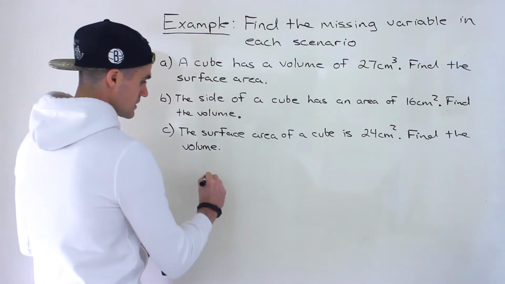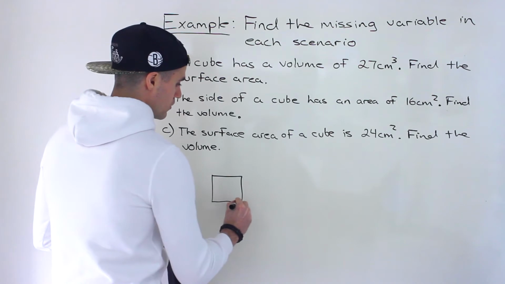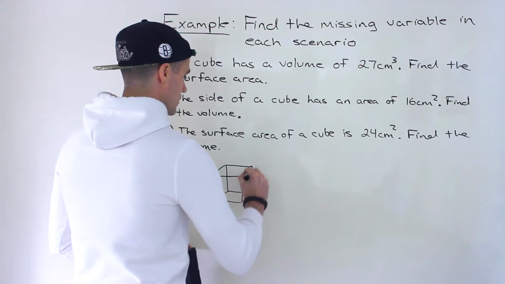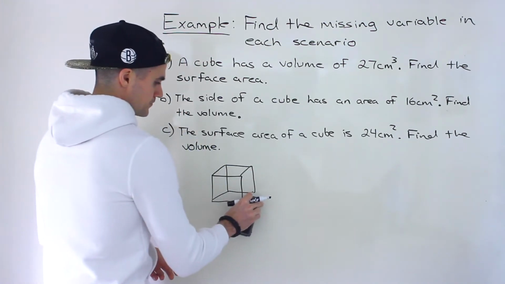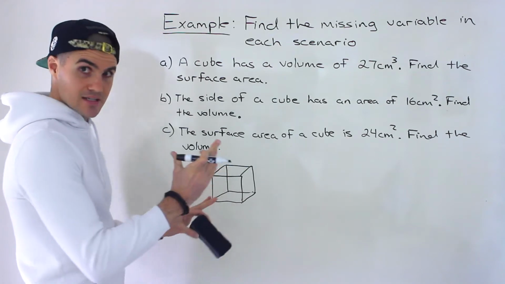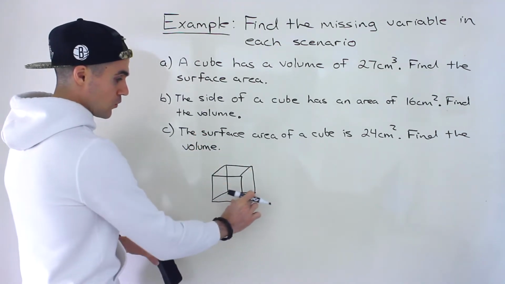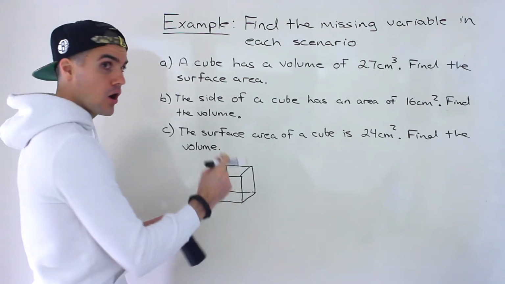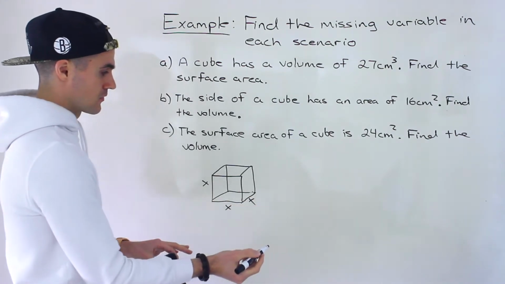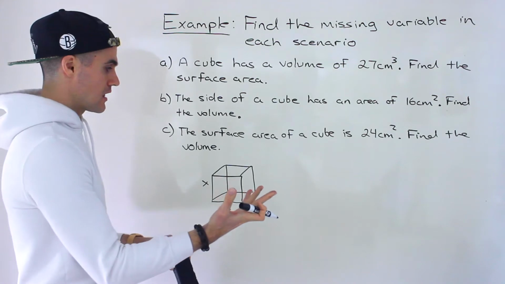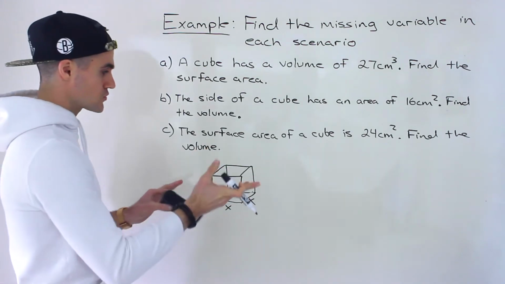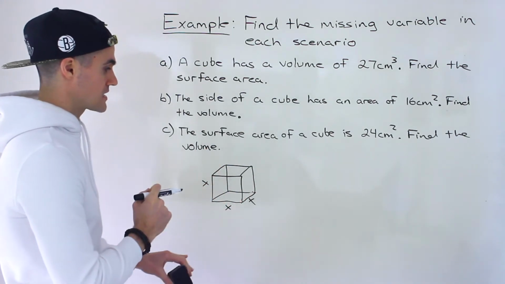Now, before we get into these, I just want to quickly go over the different properties of a cube. So if we draw one over here, like that. With a cube, notice that because it's three-dimensional, we're dealing with a length, a width, and a height as well. And in a cube, all of those are the same. So we can label those x, x, and x, right? The length, the width, the height, they are all equal for a cube. If you were dealing with a rectangular prism, those would all be different, but because we're dealing with a cube, all of them are the same.